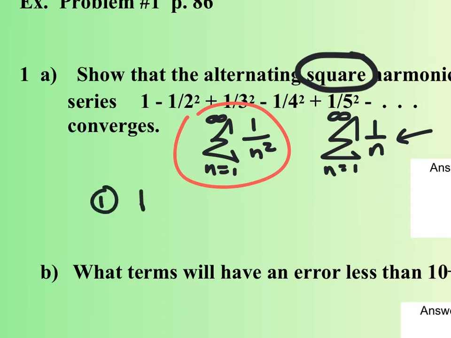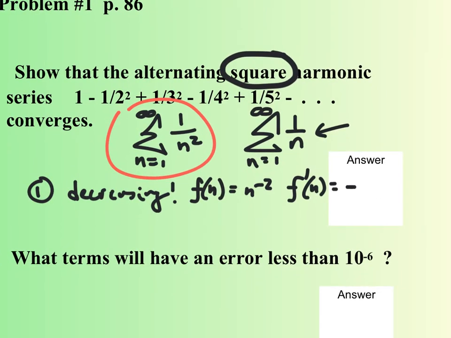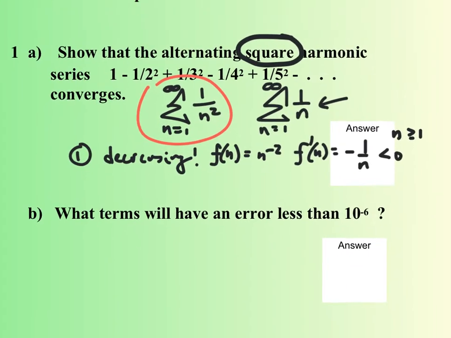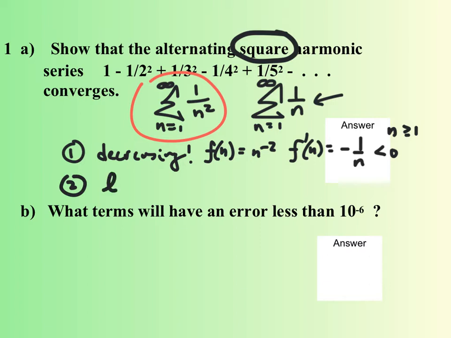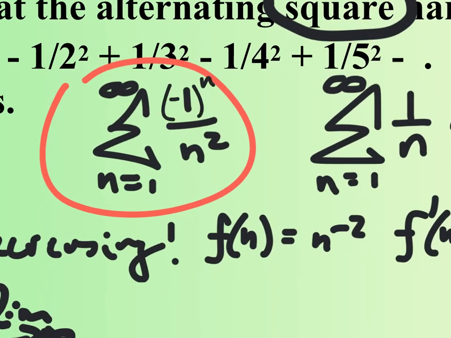First thing we've got to do is show it's decreasing. So if I took f of n, which is n to the negative 2, its derivative would be negative 2 over n cubed. That's clearly going to be less than 0 for all values of n greater than or equal to 1. So it's decreasing. Let's find the limit as n goes to infinity. Ooh, and I need an alternator on this too. I forgot the alternator.